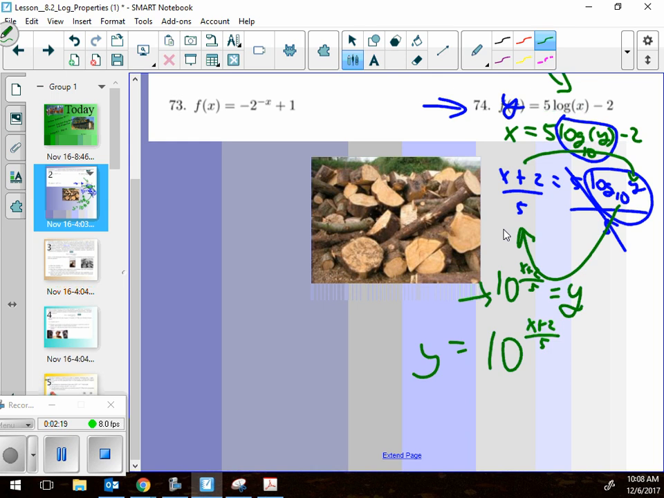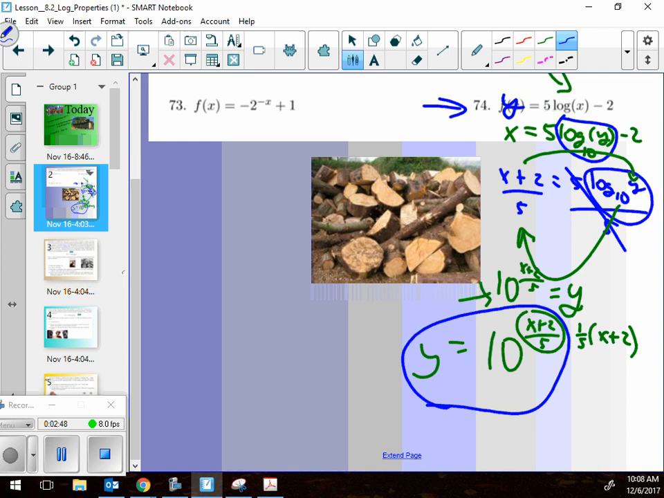All right, could I rewrite it even further? There are other ways you could write that. It could be 1/5 times the quantity x plus 2. That'd be another way to write it. Or I could multiply that all the way out and say 1/5 x plus 2/5 would be the power. And I know you're thinking, it's so messy, but the point was just to find y. You didn't have to solve it and get an answer like 3. You just had to get y alone, and I did.